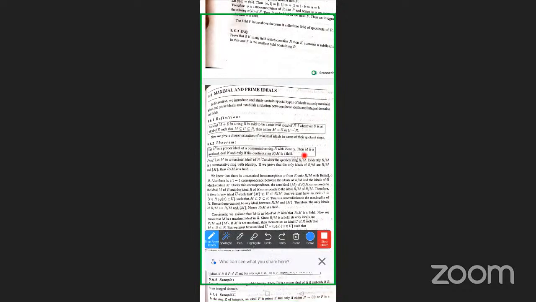So next one. This is an important theorem. Let M be a proper ideal of a commutative ring R with unity. Then M is a maximal ideal if and only if the quotient ring or factor ring R by M is a field. So before the theorem, the prime ideal definition.